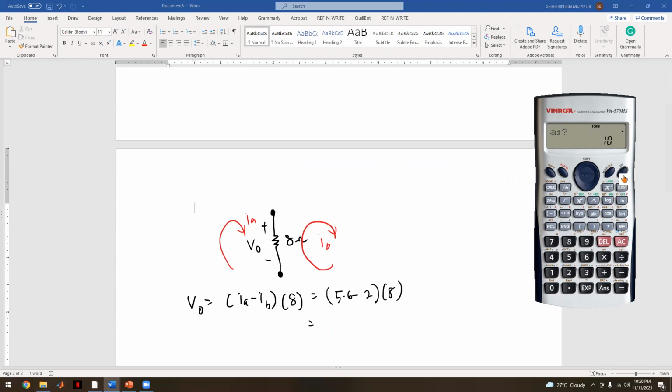So just to go out, just click 1, and we will exit the mode. So 5.6 minus 2, and then multiply with 8. So your answer is 28.8 volt.